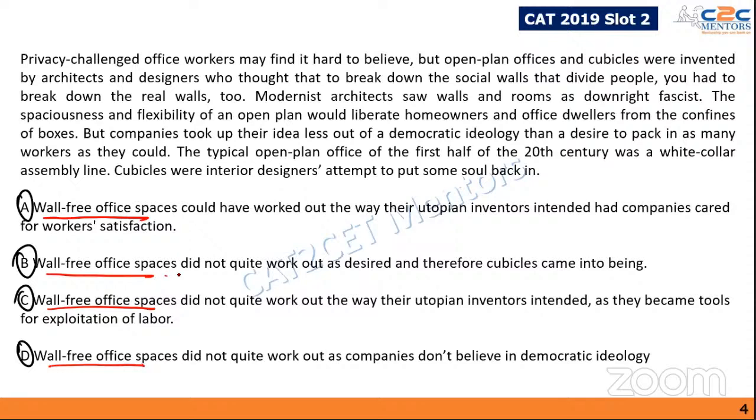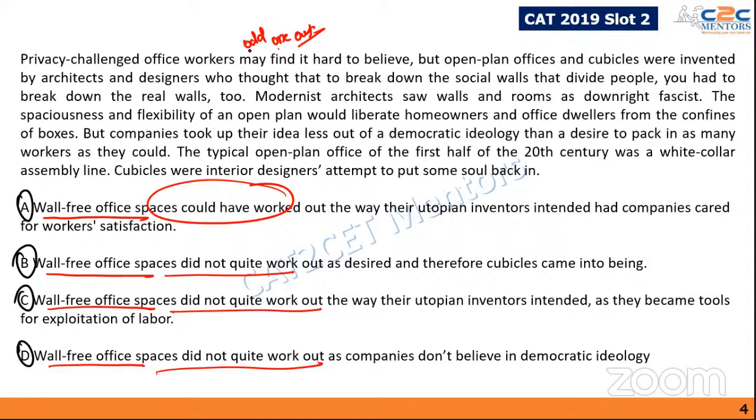वॉल फ्री ऑफिस स्पेसेस डिड नॉट क्वाइट वर्क आउट, could have worked out, right? This is odd one out. ठीक है, मेजॉरिटी क्या बोलता है? वॉल फ्री ऑफिस स्पेसेस डिड नॉट क्वाइट वर्क आउट. इसका मतलब A is out. You can eliminate A on the spot.